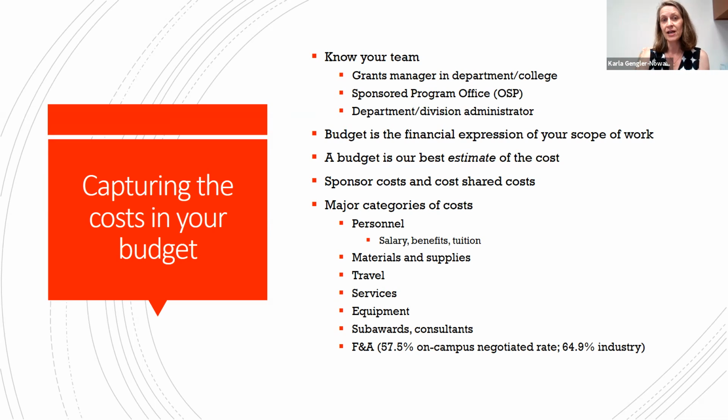And then finally, F&A, or facilities and administration costs, also known as indirect or overhead. It's now 57.5% of modified total direct costs. So it's like your total costs minus certain items like equipment. And if you are working with industry, the rate is 64.9%, unless you're doing a clinical trial, in which case it's going to be whatever the policy of your college is. Like in my college, it's 30%.